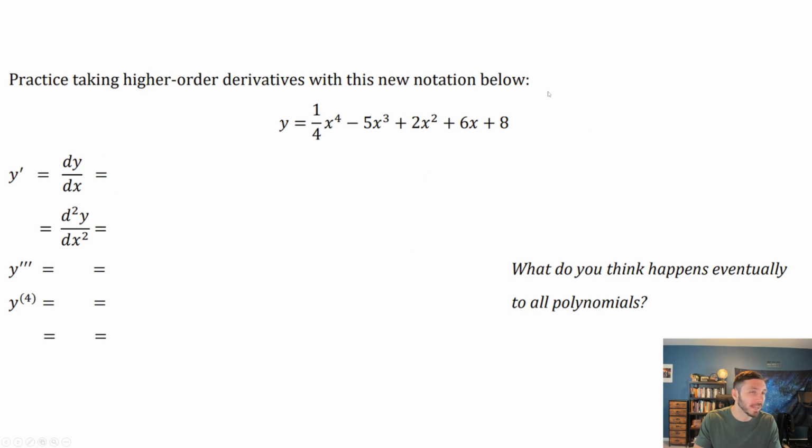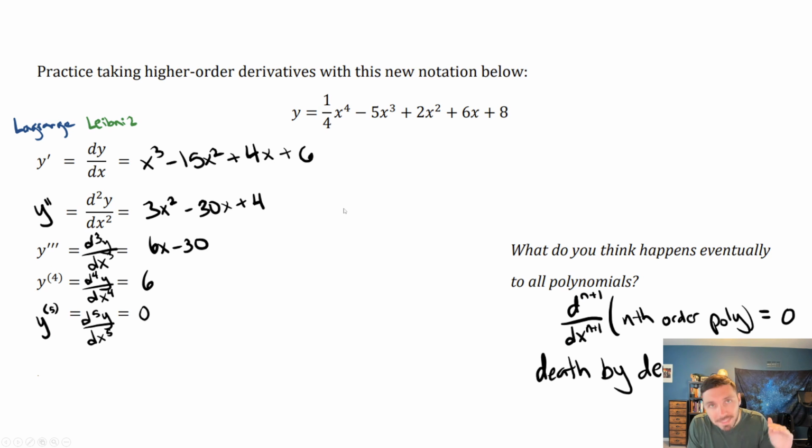All right, so practice taking higher order derivatives. What I want you to do is practice writing this in Lagrange and then Leibniz notation. And then just keep taking derivatives. Take the first derivative and then take the derivative of the derivative, the rate of change. And then take the derivative of the derivative of the derivative, which is rate of change. And it starts to get wacky. See if you can do this. 3, 2, 1.